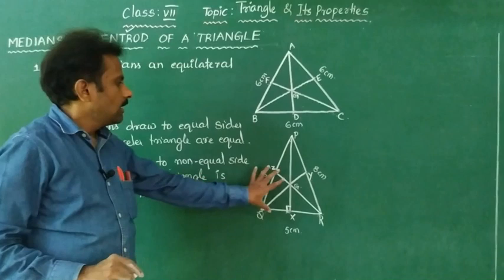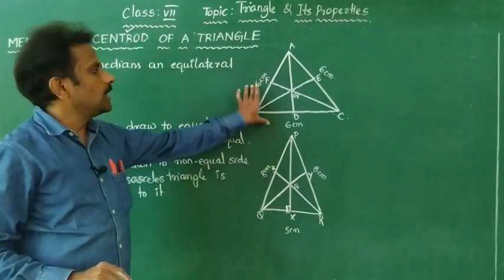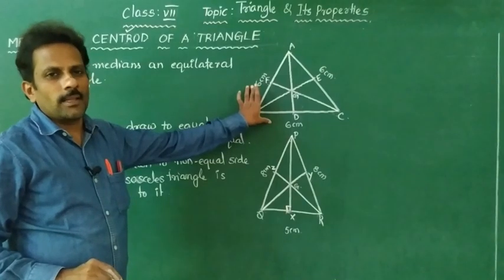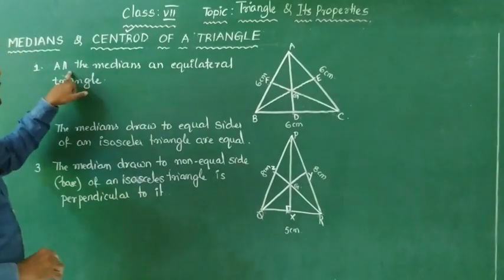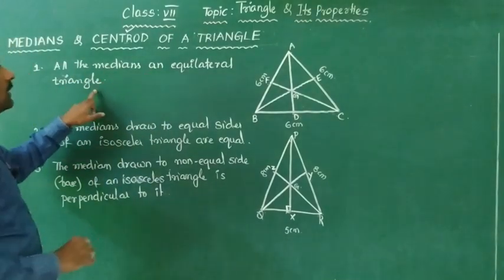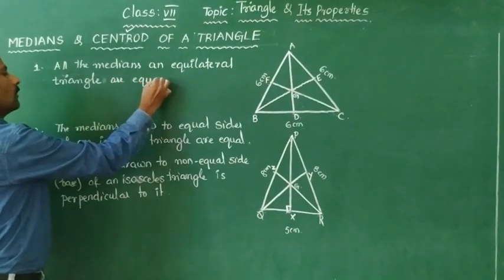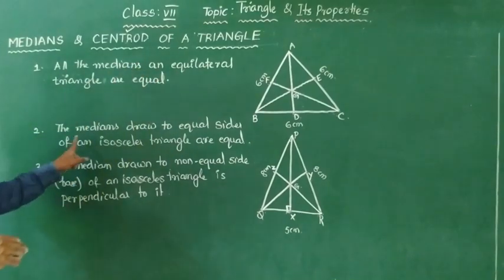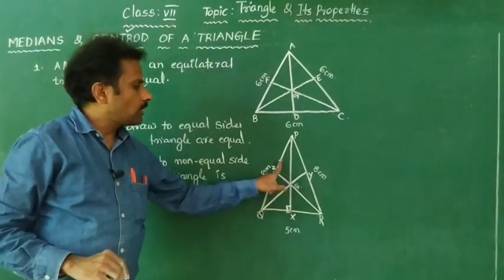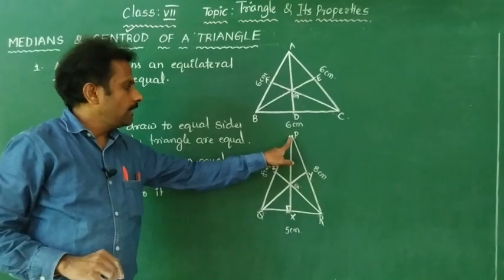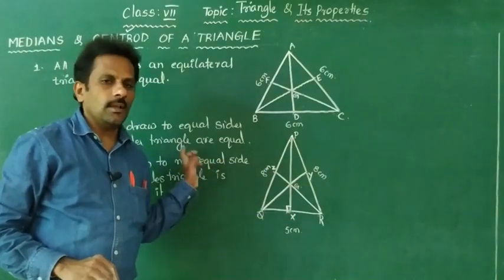Fine. These are the isosceles triangle median properties. This is the equilateral triangle median property. So what is the property of an equilateral triangle's medians? All the medians of an equilateral triangle are equal. Whereas in an isosceles triangle, the two medians drawn to equal sides are equal, and the median which is drawn to the base is perpendicular to the base.